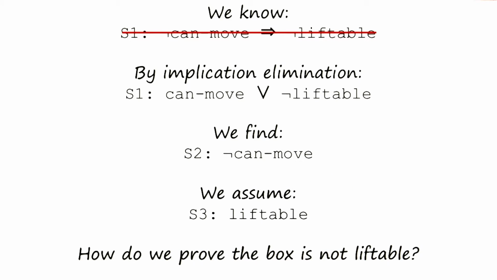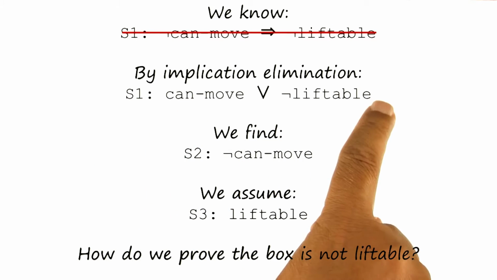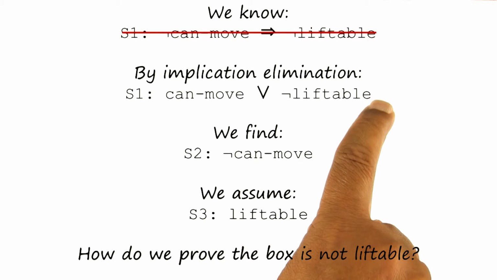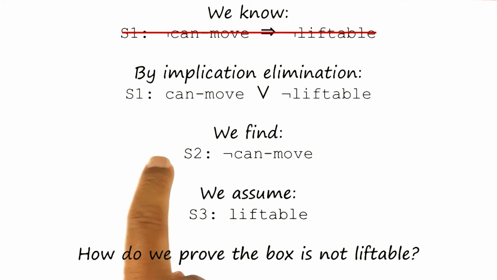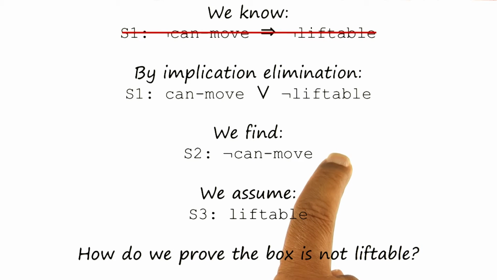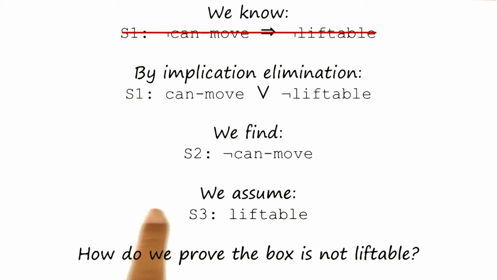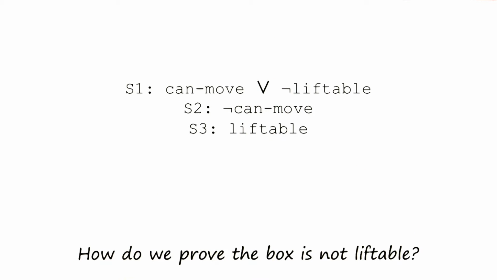Now the robot wants to prove that the box is not liftable. Resolution theorem proving is like proof by refutation. To do proof by refutation, we take the negation of what we want to prove. We wanted to prove not liftable. We take its negation, which makes it liftable. So now we have three sentences. This was the first sentence that the robot was bootstrapped with, which we have just converted into conjunctive normal form. This was the sentence that came from its percepts: it saw that the box cannot move. And this is the refutation of the sentence that it wants to prove.